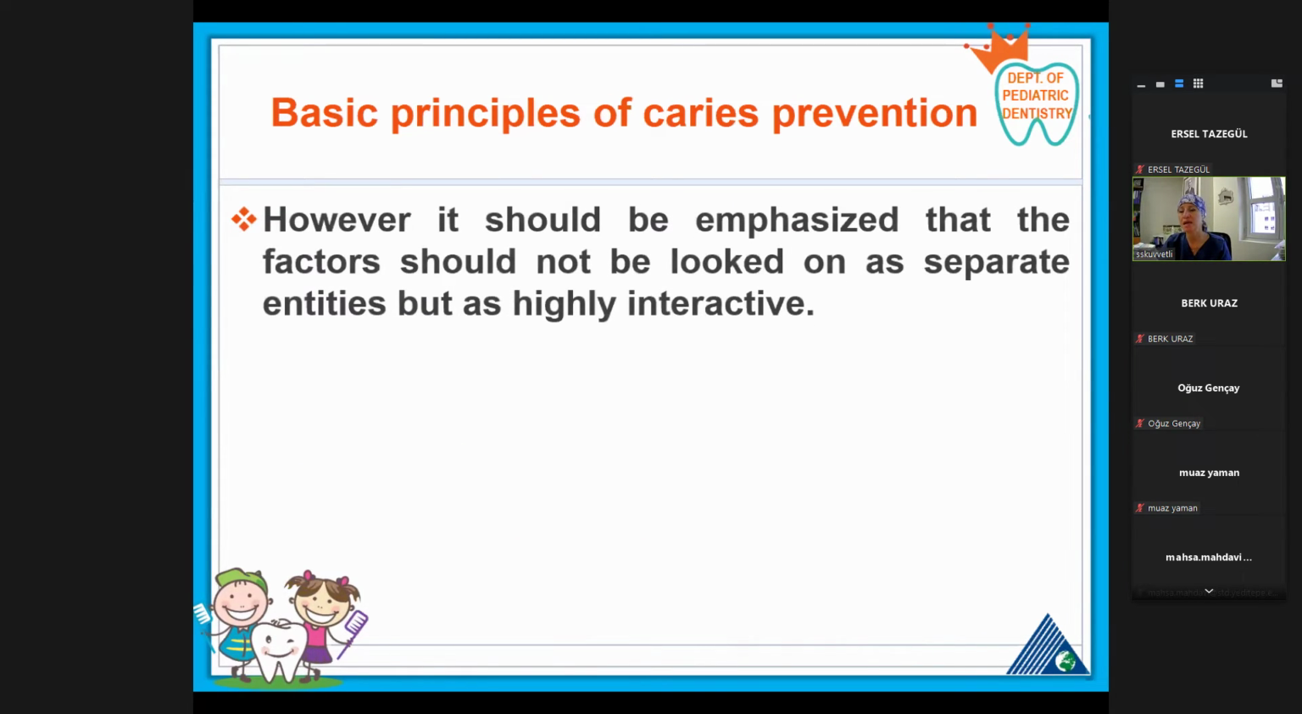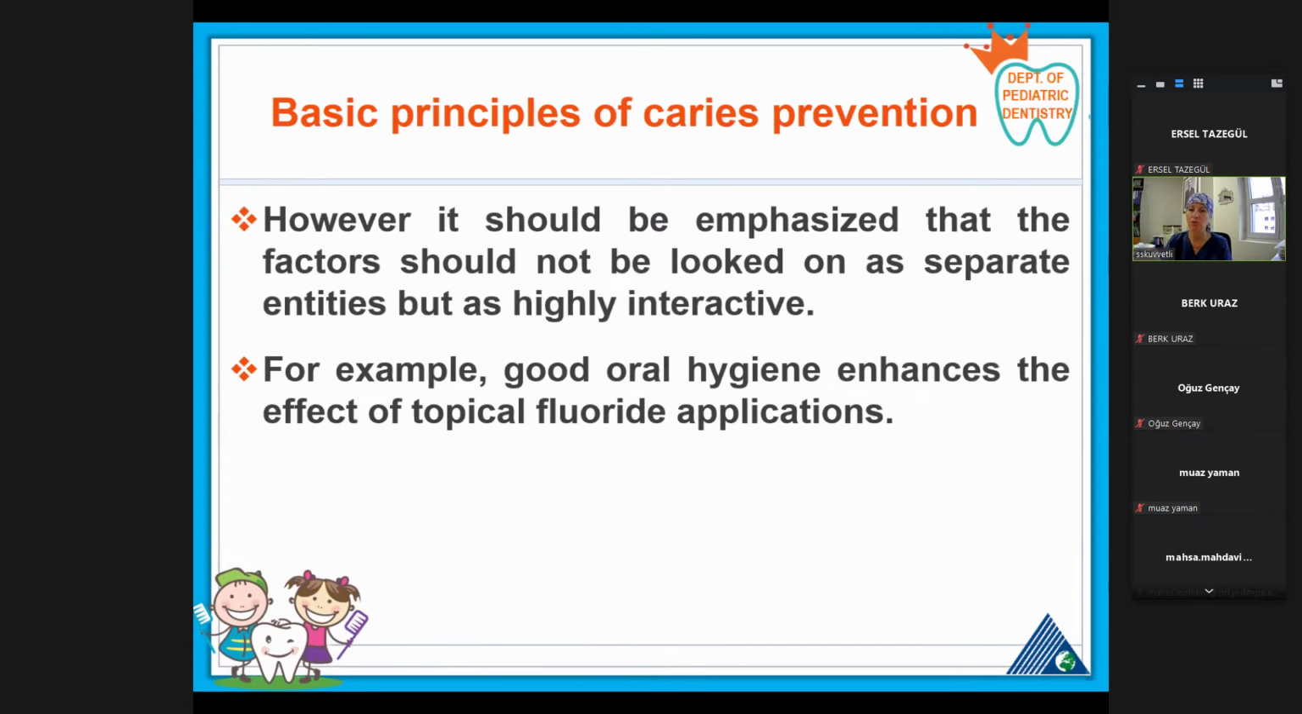However, it should be emphasized that the factors should not be looked on as separate entities, but as highly interactive. They interact with each other. For example, good oral hygiene enhances the effect of topical fluoride application.